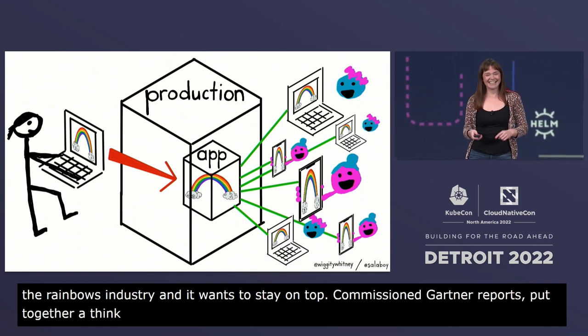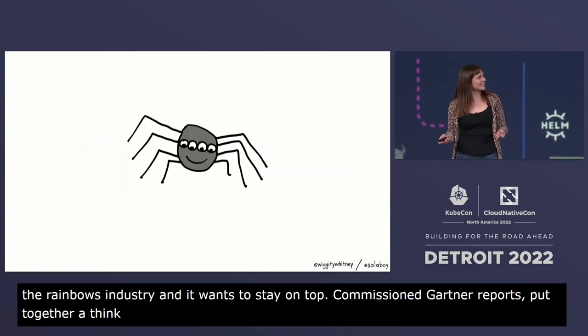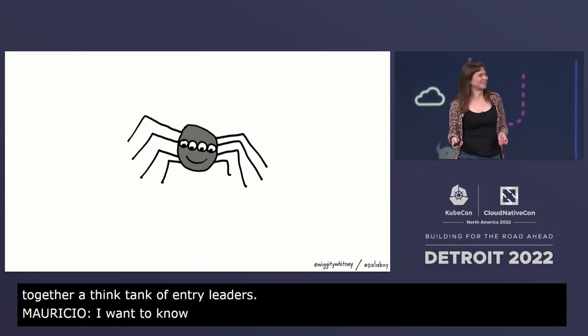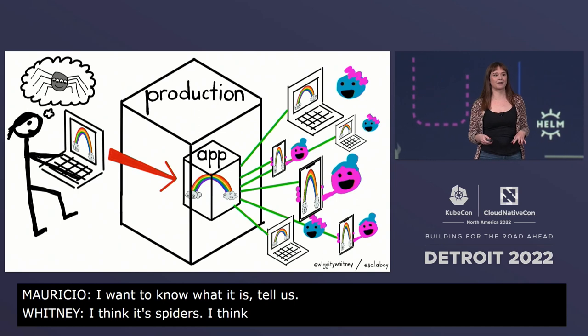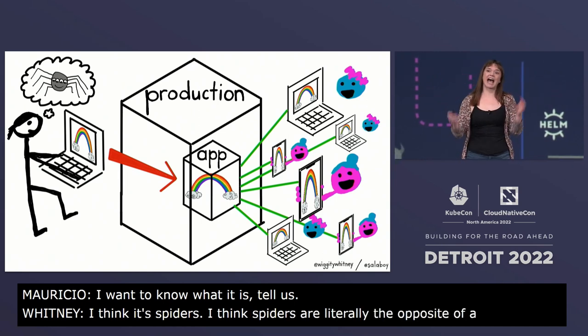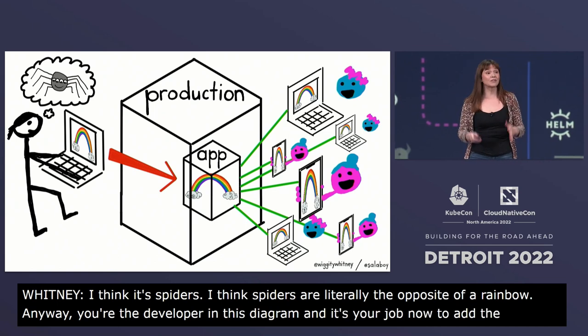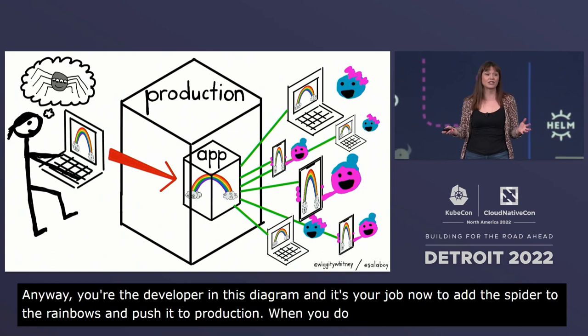Do you want to know what it is? Because I really want to know what it is, Whitney. Tell us. It's spiders. What? I think spiders are literally the opposite of a rainbow. That's a little shocking. So anyway, you're the developer in this diagram, and it's your job now to add the spider to the rainbows and push it to production. And when you do that, your change is immediately live in front of all of your company's end users.